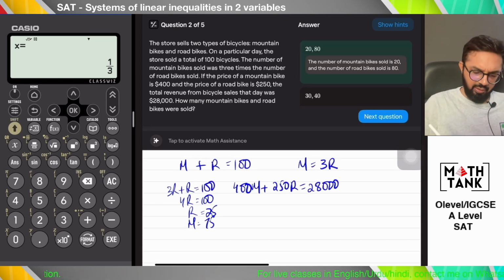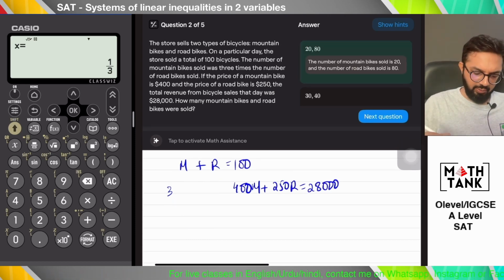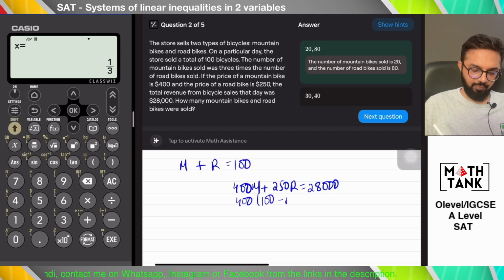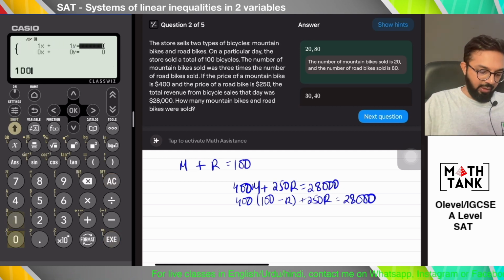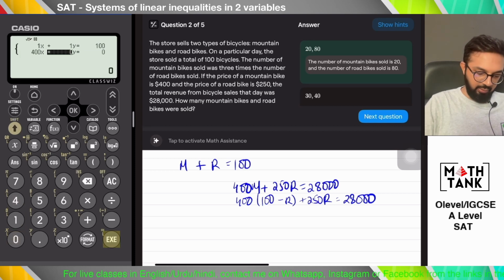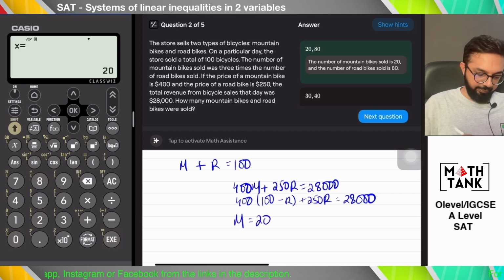Okay, so the question has an error. It shouldn't have had this equation. It was just about solving these two simultaneously. So I'm just going to quickly do that. 400 times 100 minus r from the equation above, plus 250 r equals 28,000. Okay, let's solve. I could also do this on my calculator in any case. Let's just do that on our calculators. 100, 400, 250, and 28,000. So m comes out as 20 and r comes out as 80.